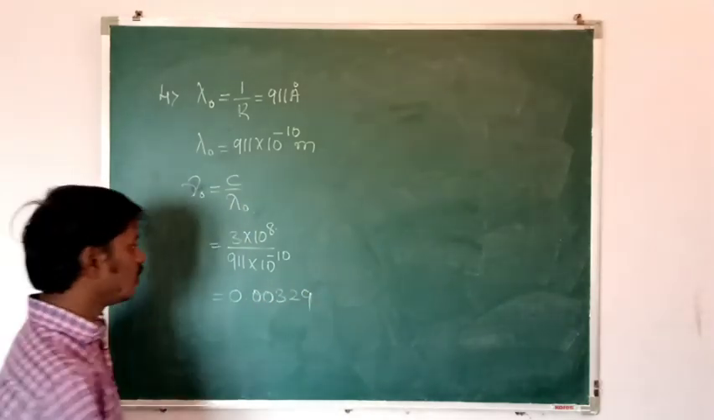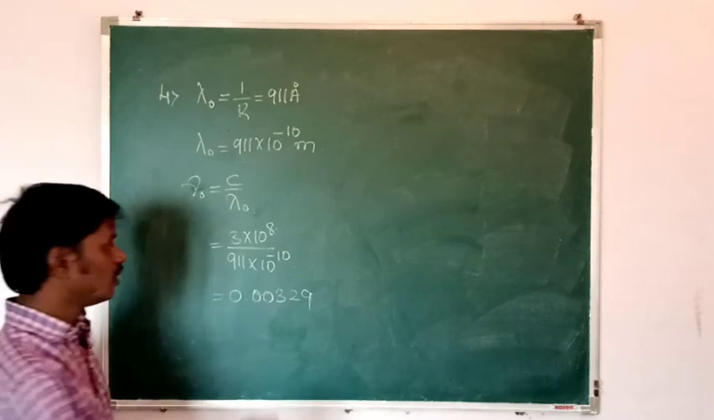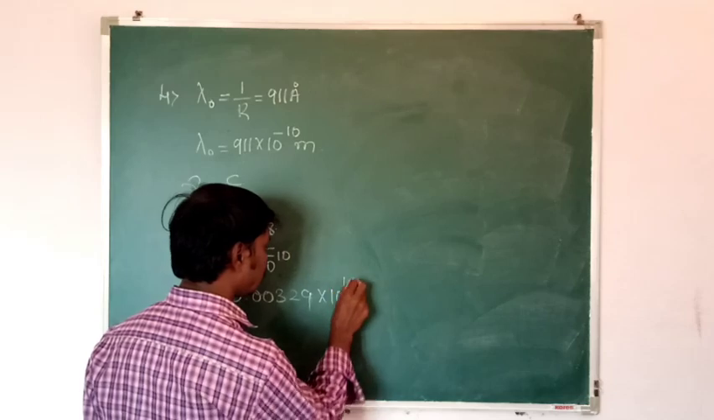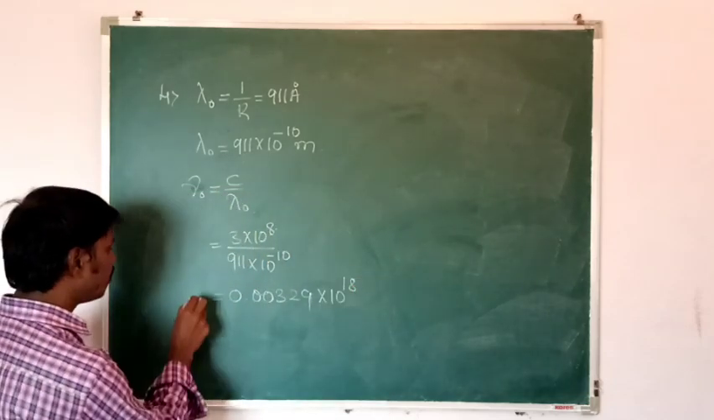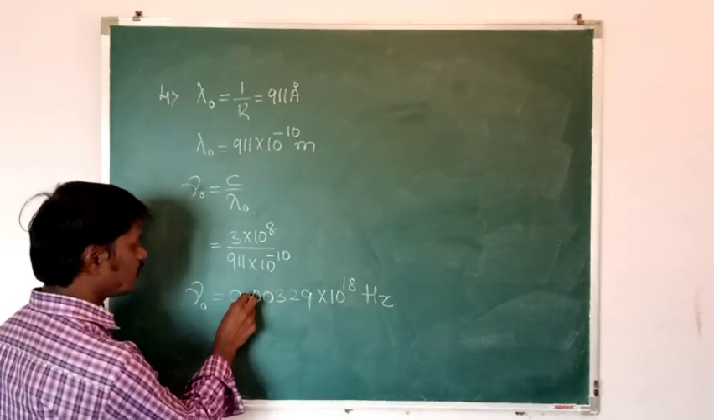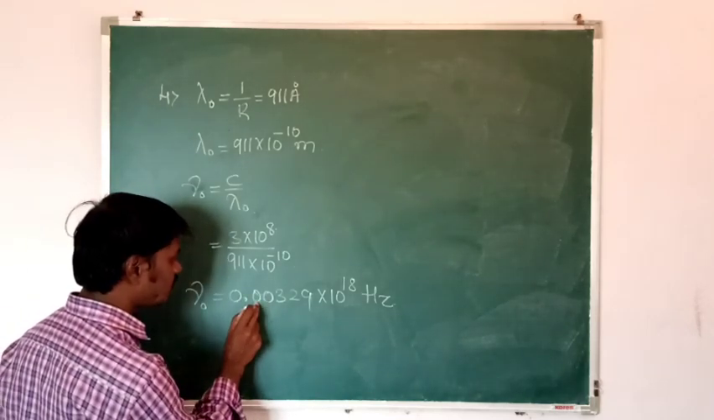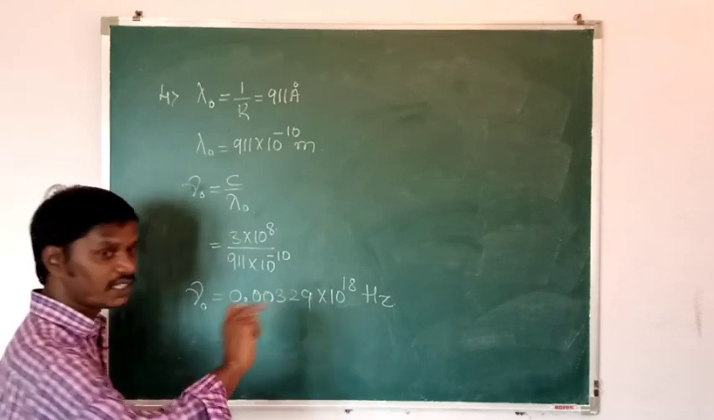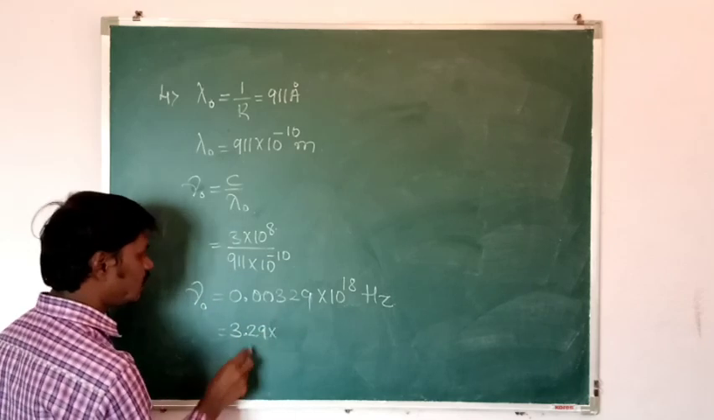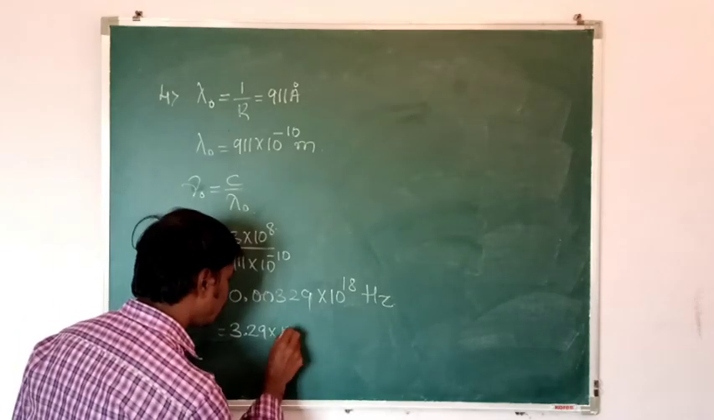0.00329. I will take this 10 raised to minus 10 to the numerator, that becomes 10 to the power of plus 10. 10 to the power of plus 10 into 10 to the power of 8, that is 10 to the power of 18. Then what is the unit of frequency here? Unit of frequency is hertz. But we require before the decimal point one non-zero digit. Means I will displace the decimal point after how many digits here? 1, 2, 3. In which direction? Right direction. Then we can write 3.29. So after how many digits is the decimal point displaced here? 3 digits. In which direction? Right direction. I will write that is 10 to the power of minus 3.